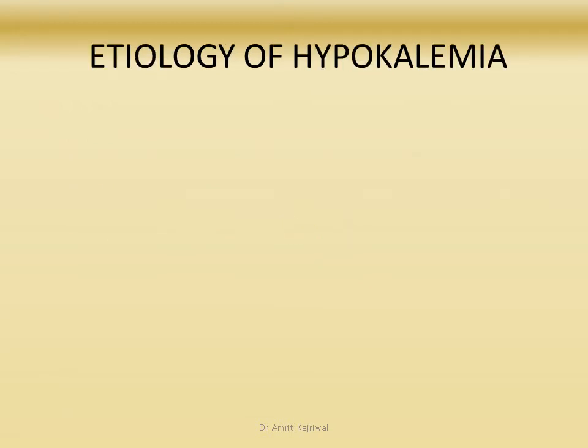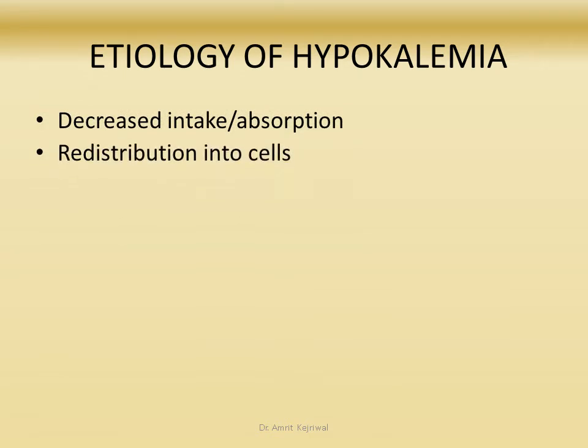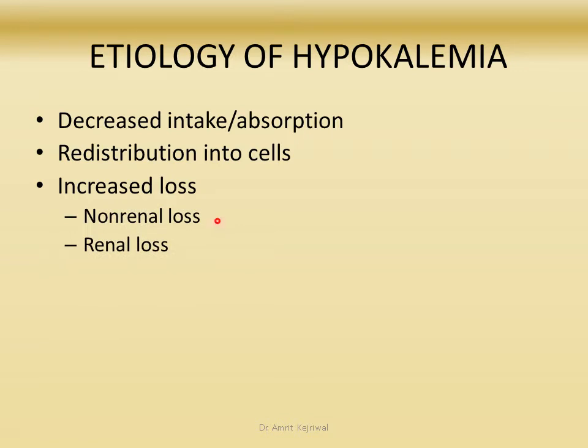Coming to the etiology of hypokalemia, it can be due to various causes: decreased intake and absorption, redistribution into cells, which is again due to various causes, and increased loss. Increased loss can be divided into two types: non-renal loss and renal loss. Non-renal loss refers to the loss by skin or GI loss, and renal loss means loss by kidneys.